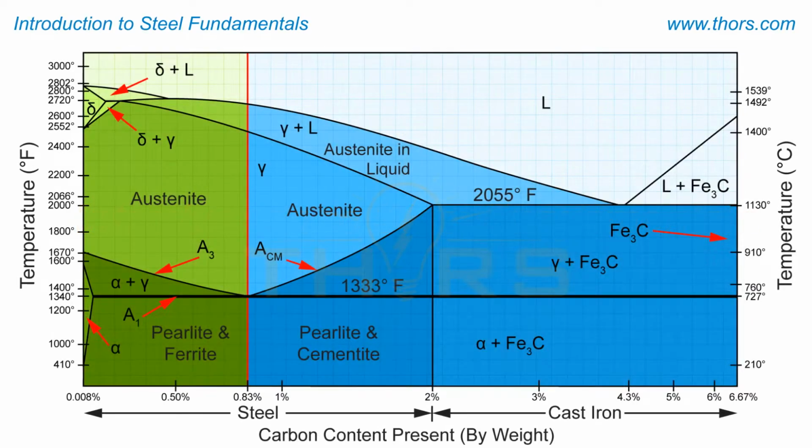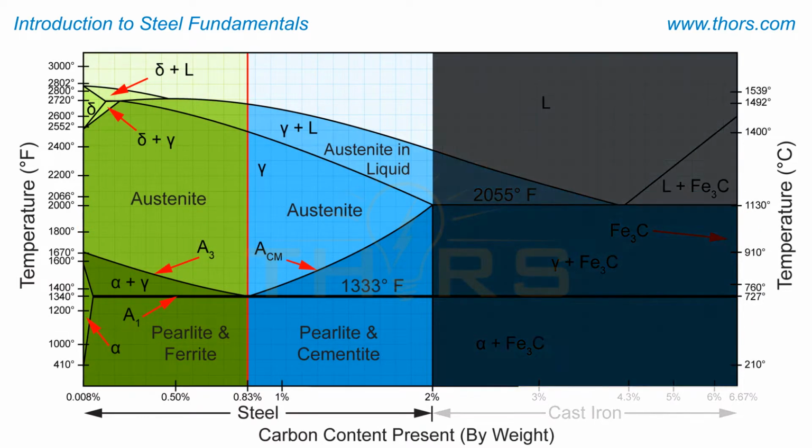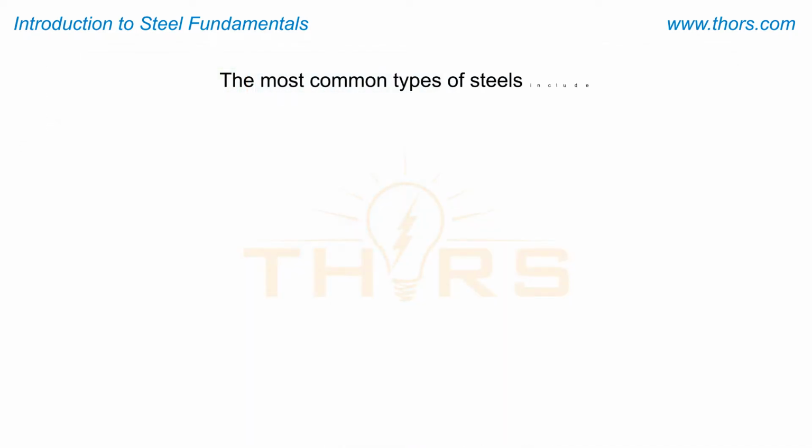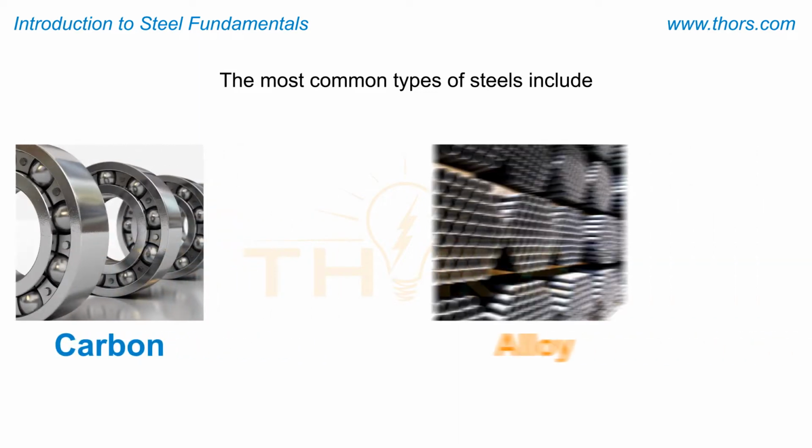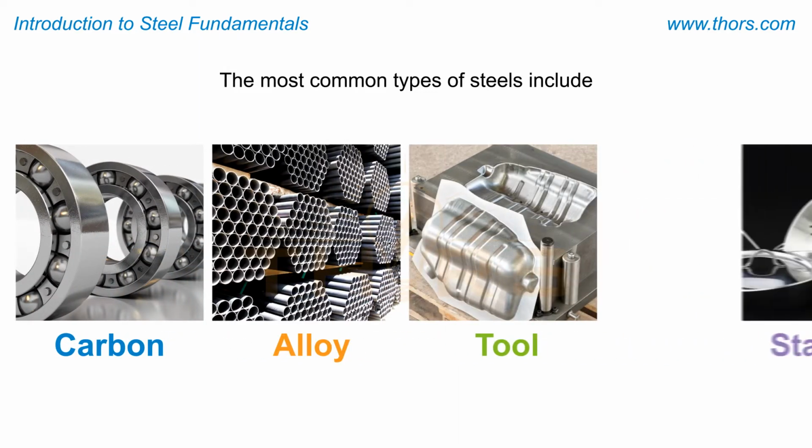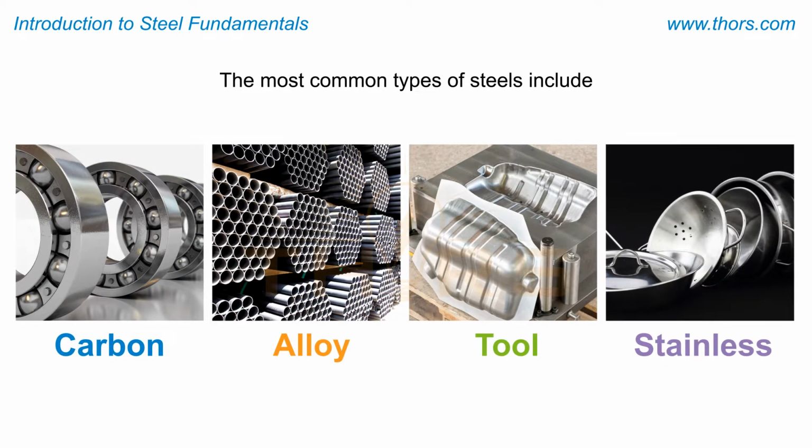Steel is defined as iron that contains a chemical composition of less than 2% carbon content. The most common types of steels include carbon steels, alloy steels, tool steels, and stainless steels.